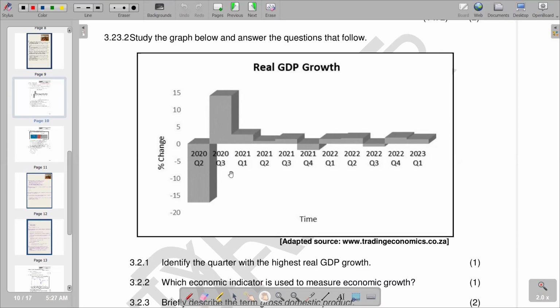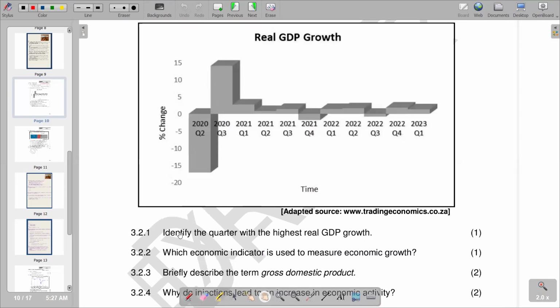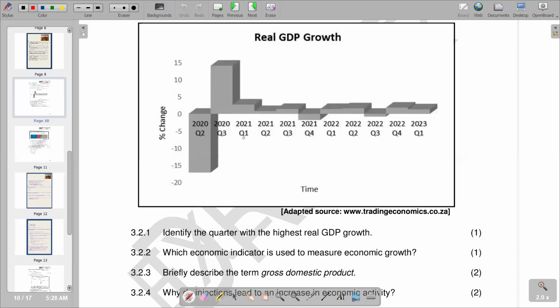Our first question beneath that says, identify the quarter with the highest real GDP growth. So we can just try to identify which one is the highest. The highest bar that we have in terms of real GDP growth is this bar. So basically, it means we have quarter 3, 2020. That is the correct response.